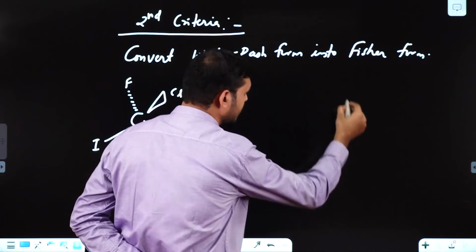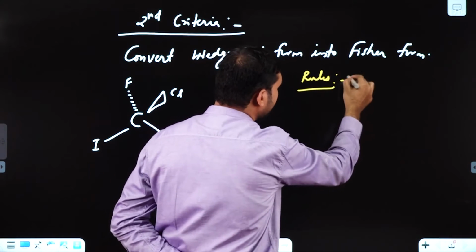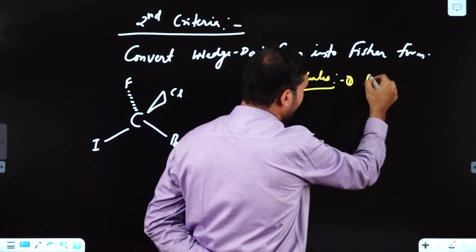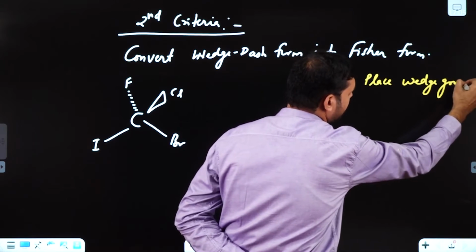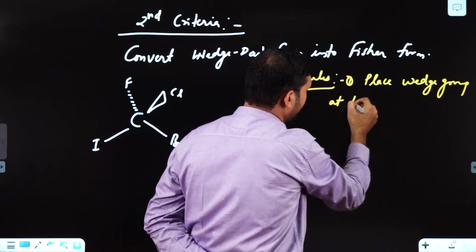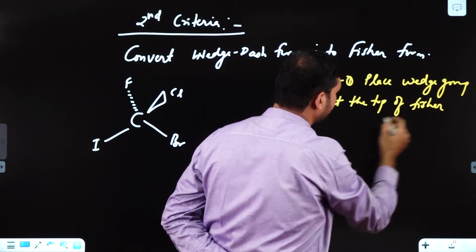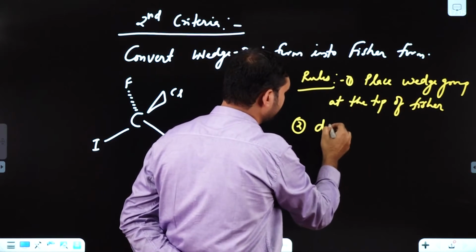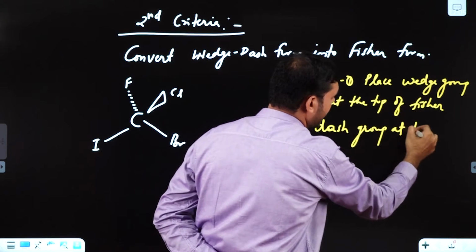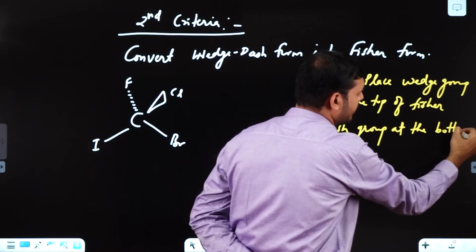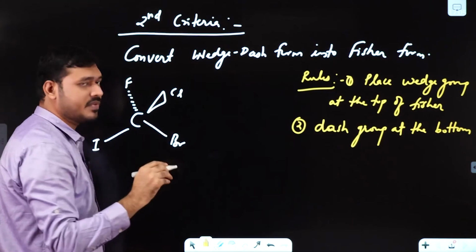Rules. So first rule is, place wedge group at the top of Fischer. Second, dash group at the bottom of Fischer. Clear? Wedge group at the top of Fischer.